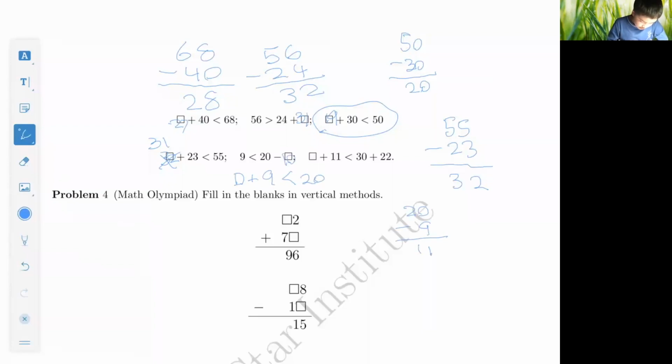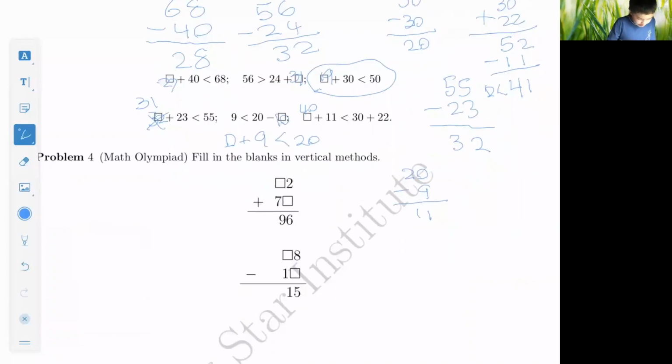For the last question, blank plus 11 is less than 30 plus 22. We should subtract 11 on both sides again. 30 plus 22 is 0 plus 2 equals 2. 3 plus 2 equals 5. We subtract 11 on both sides to get rid of the 11, and we have 41 left. So blank is less than 41. The blank needs to be the greatest, so the blank equals 40.